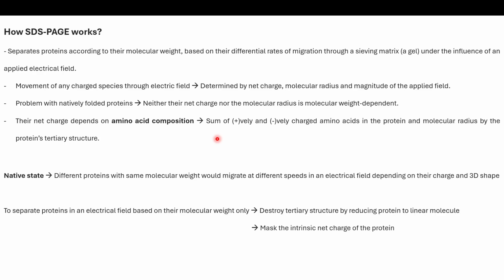Okay, so in the native state, different proteins with the same molecular weight can migrate at different speeds in an electric field depending on their charge and 3D shape. Okay, now to separate proteins in an electric field based on their molecular weight only, we have to destroy their tertiary structure by reducing the protein to a linear molecule, and we have to mask the intrinsic net charge of the protein. Okay, because this will hamper the mobility of the protein. There won't be any uniformity, so we can't have a conclusive result on the molecular weight.